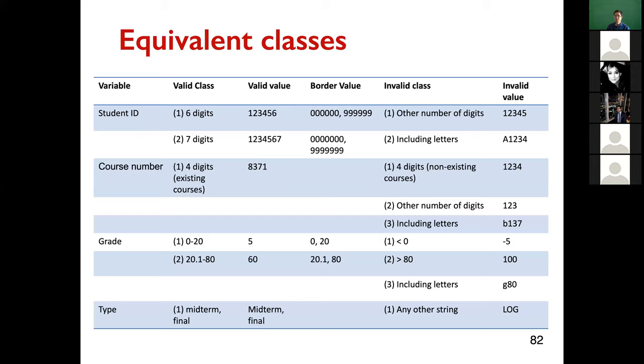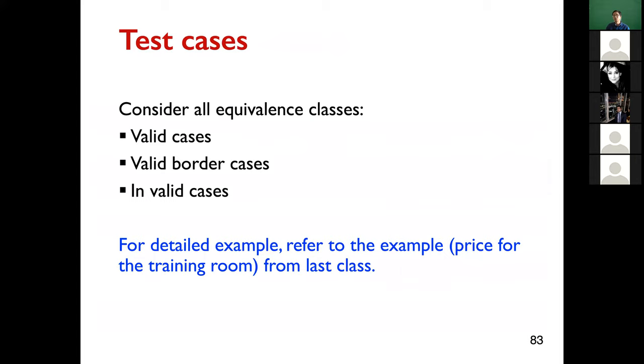We need to consider valid values and border values from each valid class. And we need to consider an invalid value from each invalid class, right? Is there any question regarding equivalence classes and the choice of the test cases? The choice of the values of each equivalence class. Okay, and for how we choose test cases, we should consider all equivalence classes: valid cases, valid border cases, invalid cases, right?